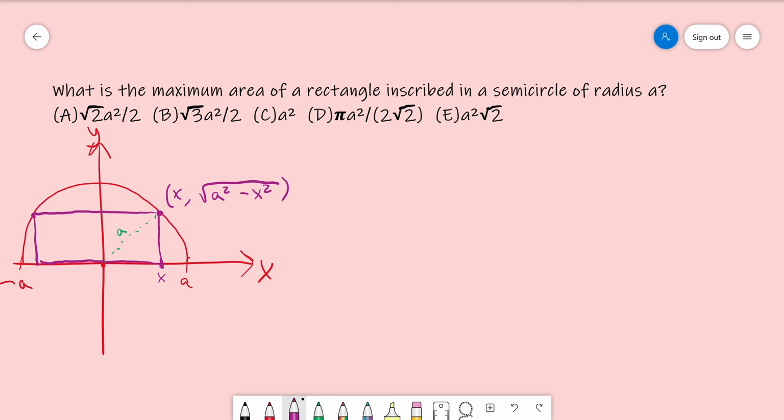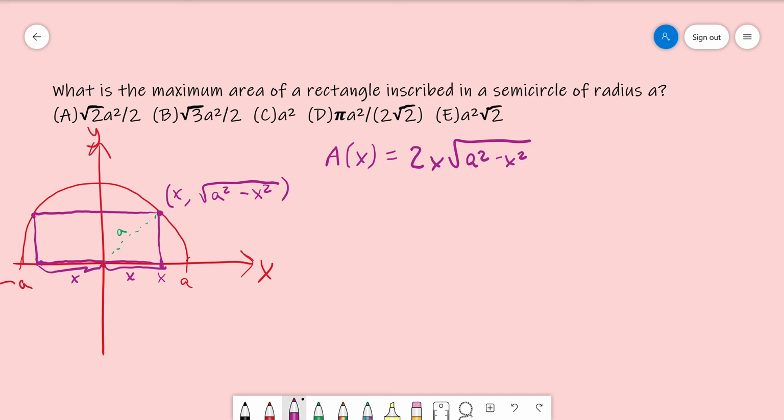Okay, and so then our area function is going to be length times width. What's our length? Our length is going to be 2x because the length is x, and then here's another. So this is x, and this is also x. So it's going to be 2x times the width, which is just our y coordinate. So that's going to be the square root of a squared minus x squared. And to find the maximum of this function, we have to take the derivative.